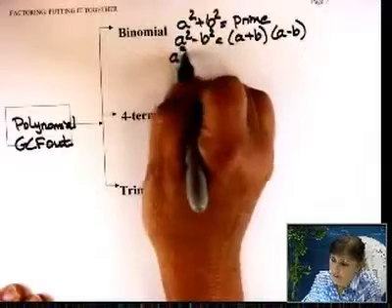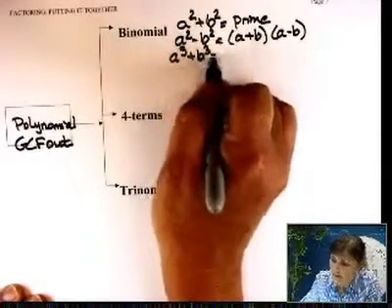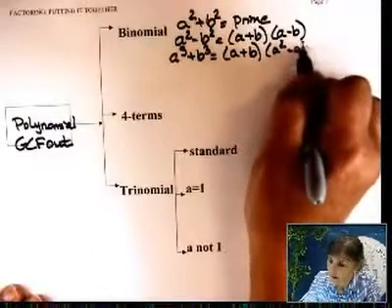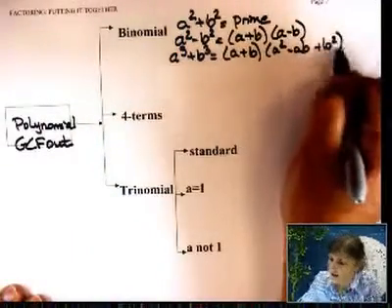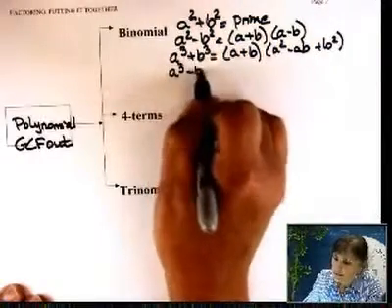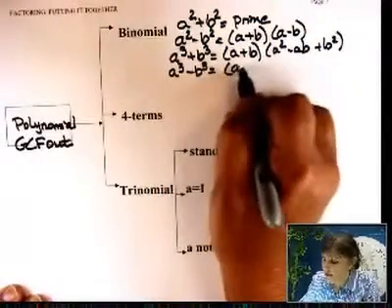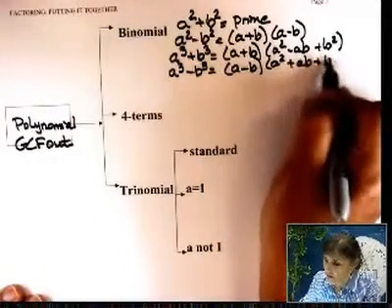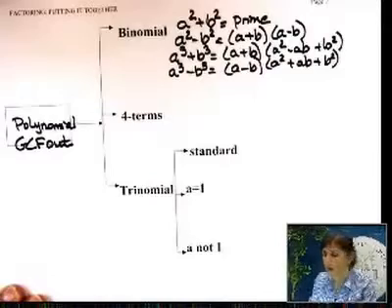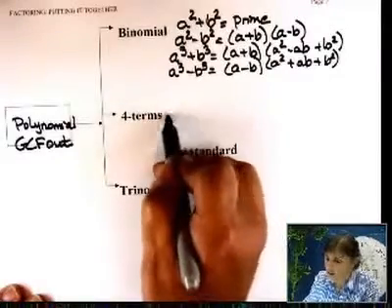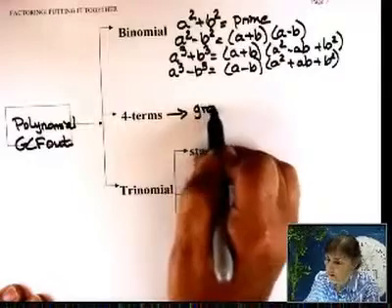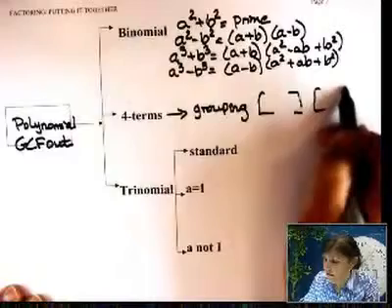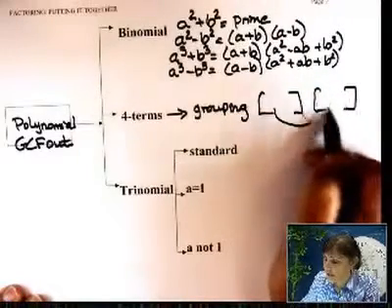If you have a cubed plus b cubed, that factors as a plus b, a squared minus ab plus b squared. If you have a cubed minus b cubed, that factors as a minus b, a squared plus ab plus b squared. With 4 terms, you just use grouping, and you group them 2 by 2, and see if you can take things out of there.